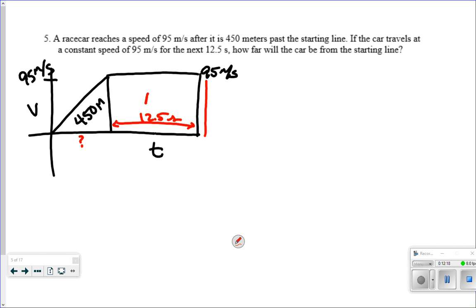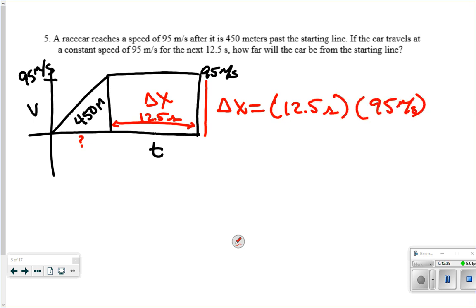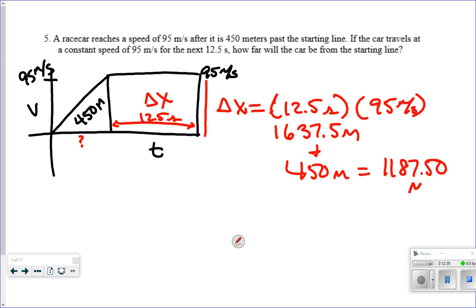So if I want to figure out how far it goes here, I'm going to use the area of my rectangle, which is going to be 12.5 seconds times 95 meters per second. And I'll get 1637.5 meters, which I can then add to my original 450 to get my final answer. Ta-da! Easy peasy. That one worked out kind of nice.